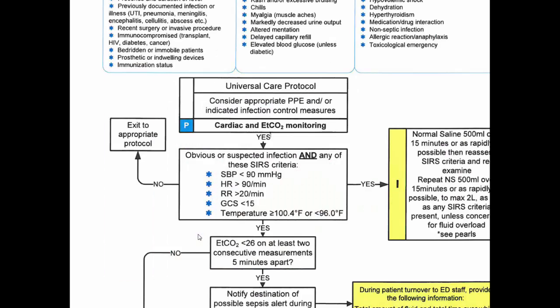Here is the protocol for sepsis. As you can see in the center there, if you have suspected infection, plus any of the SIRS criteria listed there, heart rate greater than 90, respiratory rate greater than 20, GCS less than 15, temperature elevation or low temperature, as well as low blood pressure, then you need to go ahead and give the patient a fluid bolus. And we'll talk more about the reasons for that shortly.